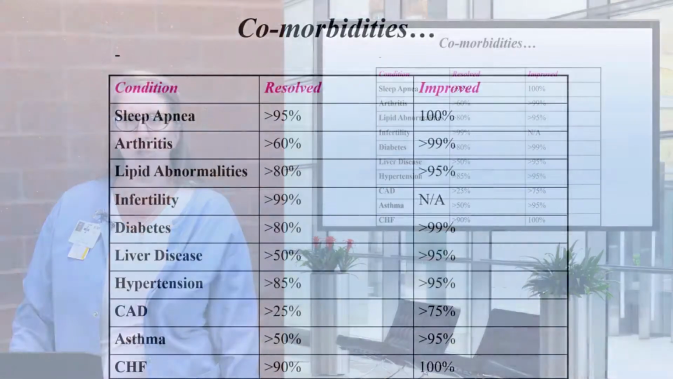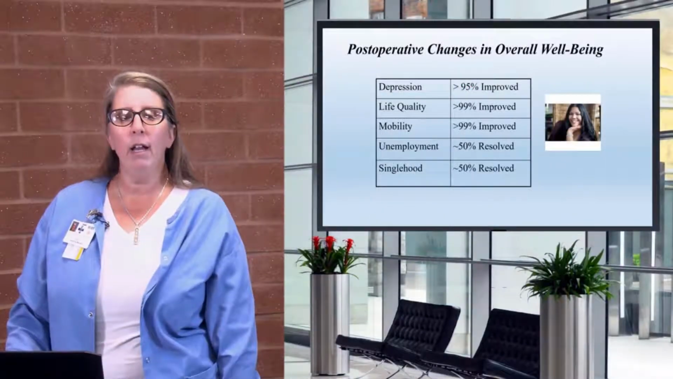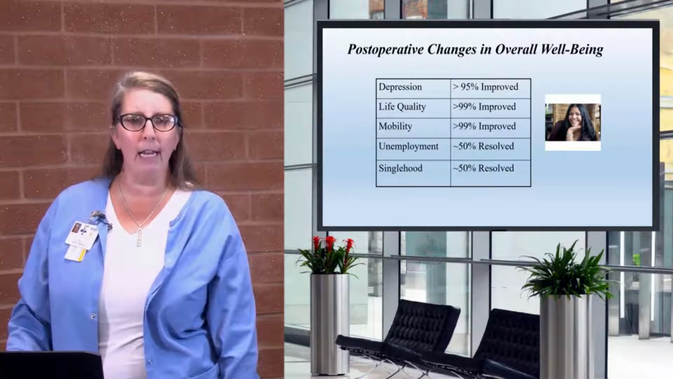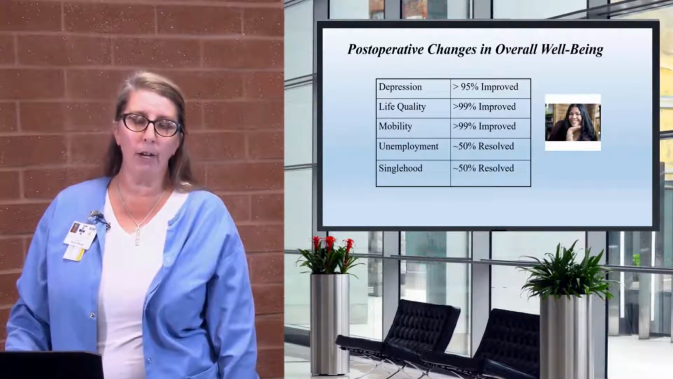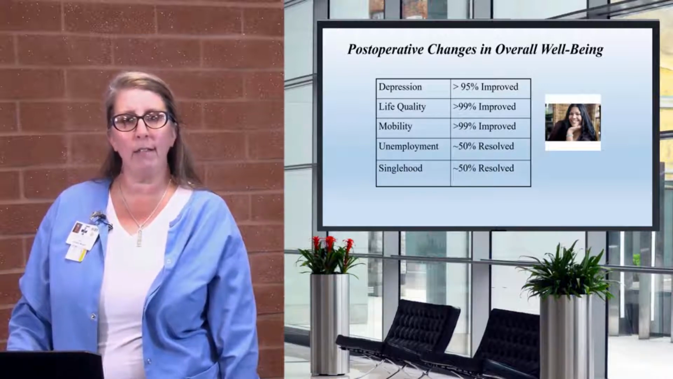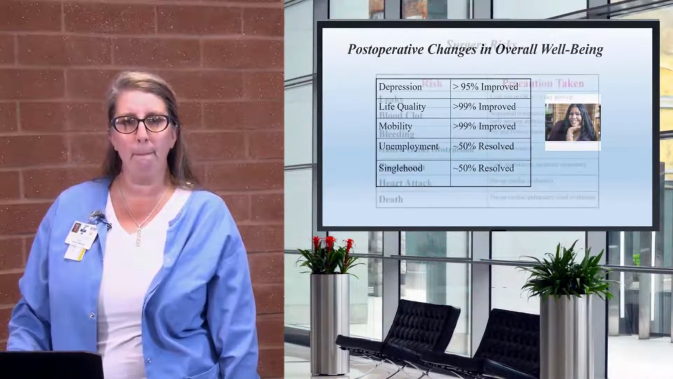Diabetes, this is type 2 diabetes. Liver disease, hypertension, that's high blood pressure. CAD, that's coronary artery disease. Asthma, and then congestive heart failure. This slide talks more about our quality of life and overall well-being, also as important as the prior slide. It talks about depression, quality of life, mobility, things of that nature, also significantly improved after bariatric surgery.